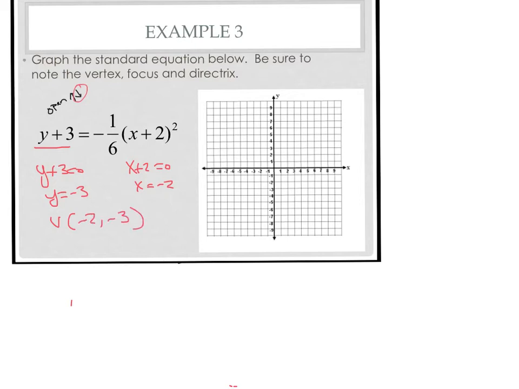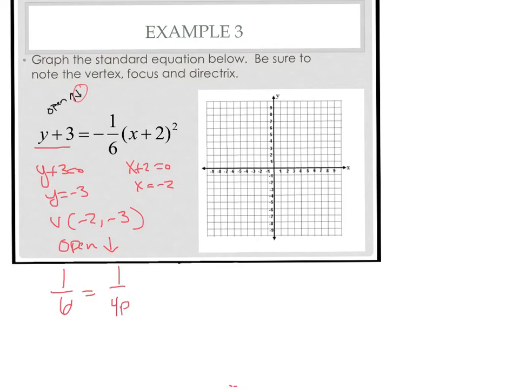And I know I'm going to open up. Excuse me, I know I'm going to open down. So my vertex is here, and I open down. So my focus is going to go down from here. Well, how do I find the focus? I need to take this fraction. I'm going to ignore the negative, and I'm just going to take this fraction. 1 over 6 is equal to 1 over 4p.